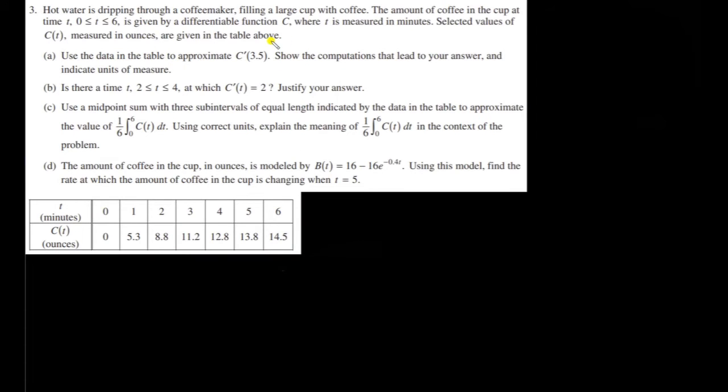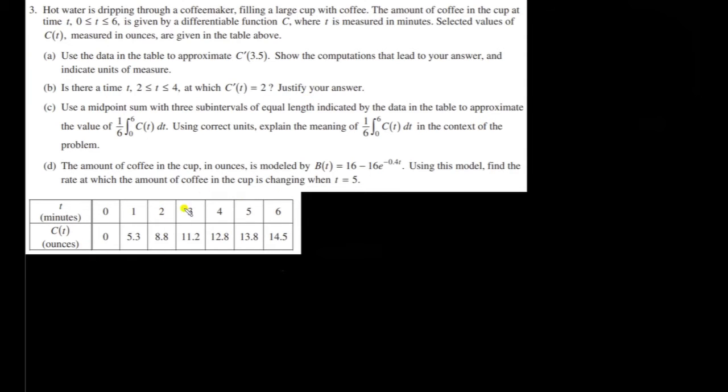Hot water is dripping through a coffee maker. The amount of coffee in the cup is given by the differentiable function c, where c of t is measured in ounces and t is measured in minutes. Selected values of c of t are given in the table below. Part A: use the data in the table to approximate c prime of 3.5.